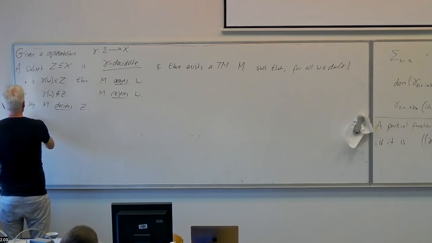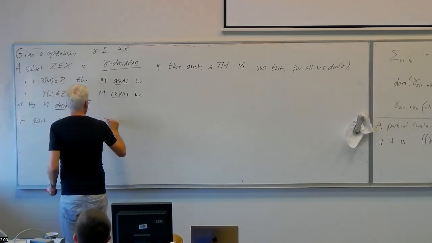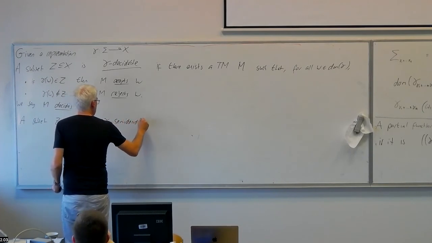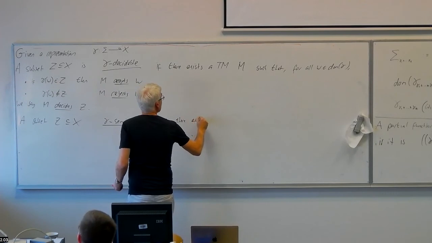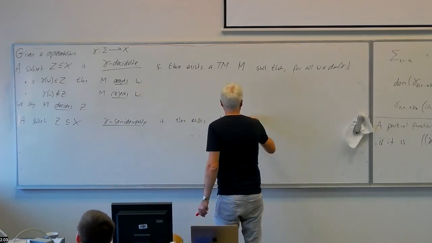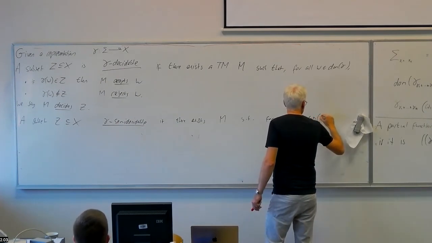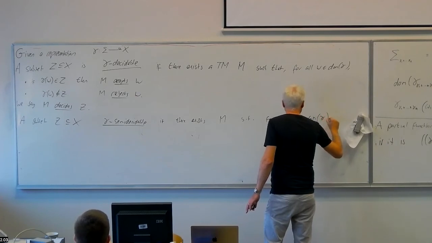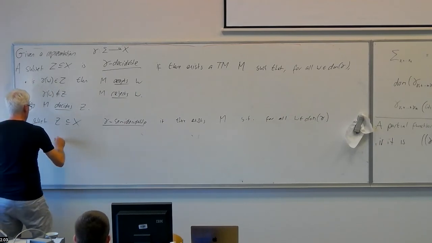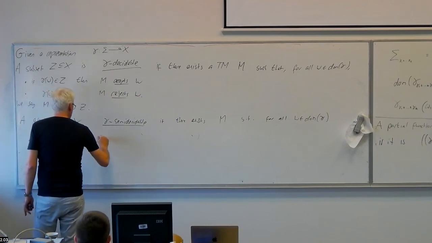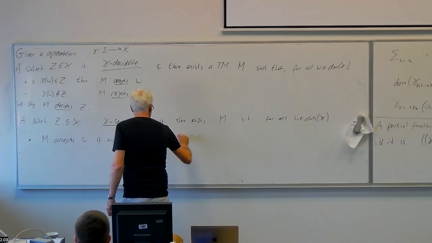And we say that a subset Z of X is gamma semi-decidable, again, if there exists M such that for all words W that are names of elements of X, we require simply that M accepts W if and only if W is a name for an element of the set.